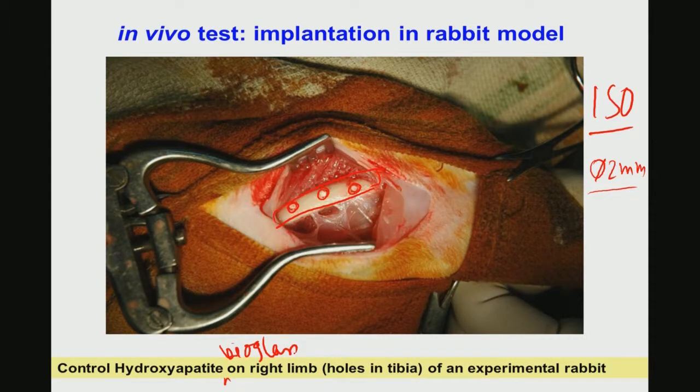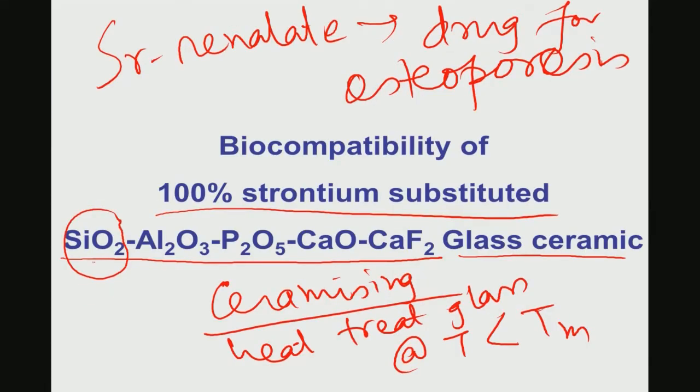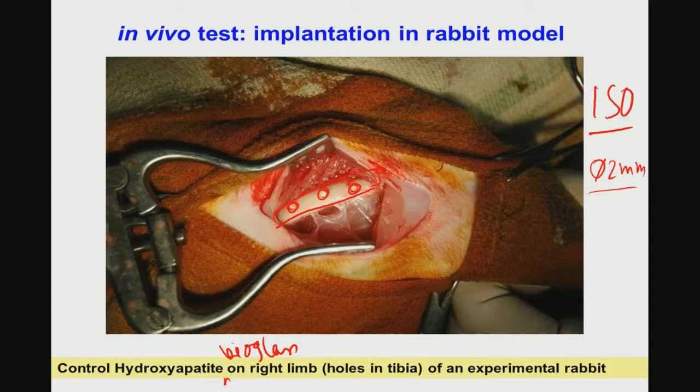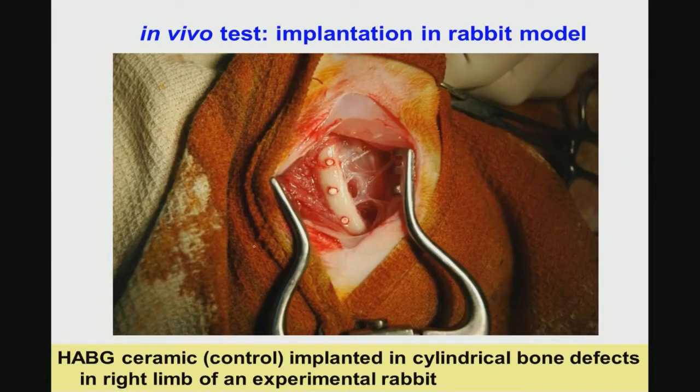testing or preclinical experiments, I have explained to you before in sufficient detail that you have to use some control implant. You implant the control implant in the same animal itself, so that you can compare the osseointegration behavior of a material which is already proven to be biocompatible with that of the test implant. In the present case, the test implant is your 100% strontium substituted silica alumina phosphate glass ceramic, and your control implant is the hydroxyapatite bioglass material.